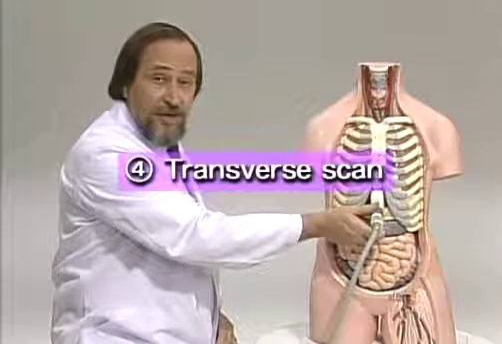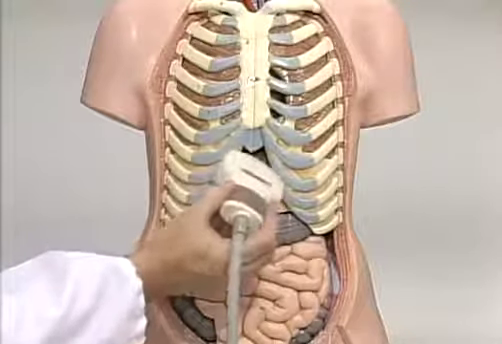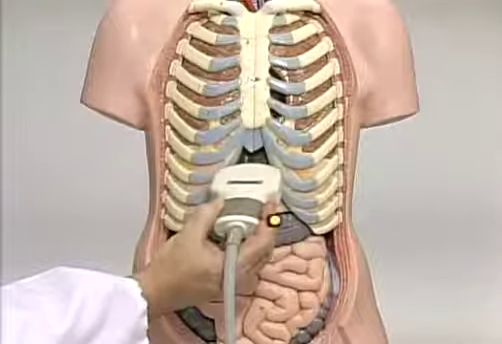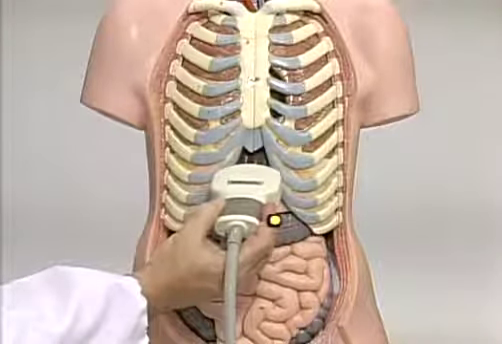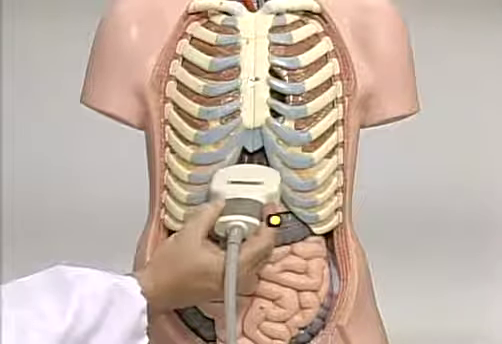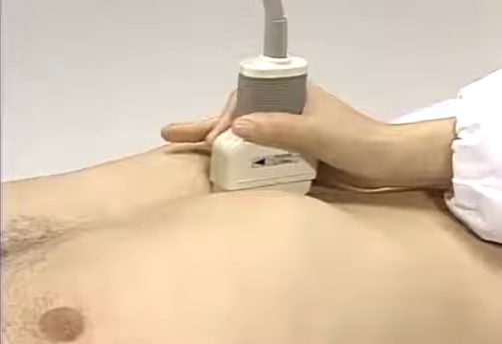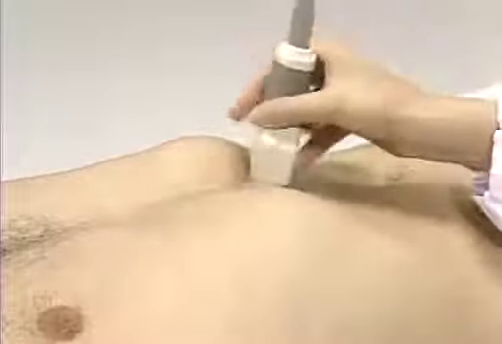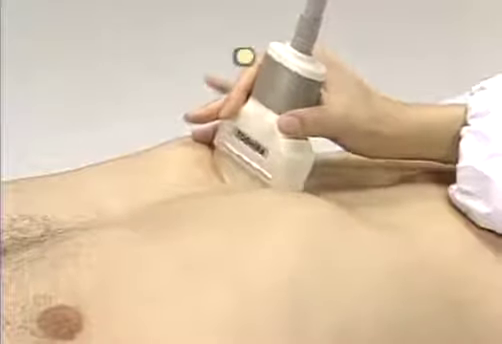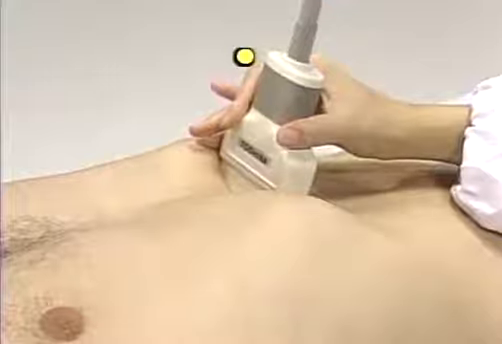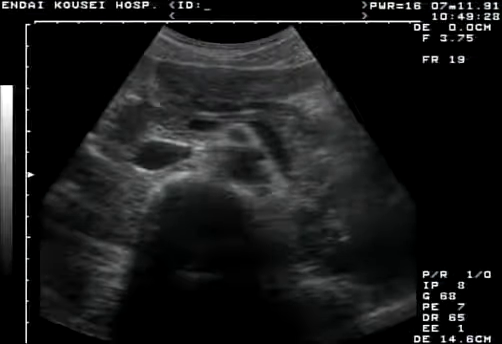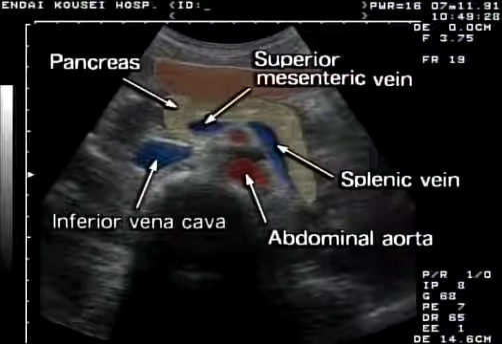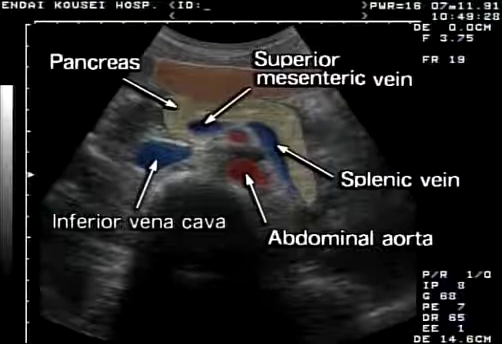Next is the transverse scan. First, position the probe at the epigastrium, turn it about 90 degrees counterclockwise, then scan the patient transversely. The inferior vena cava and superior mesenteric vein appear as short axial tomographic images in the transverse scan.